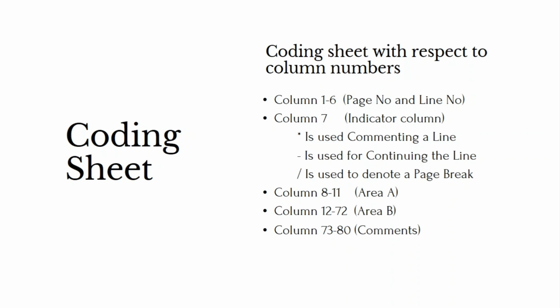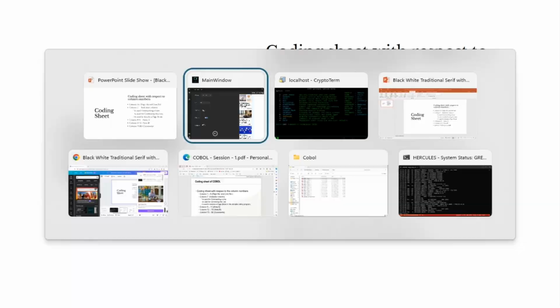Firstly, let's understand the structure of a COBOL coding sheet. It consists of several columns that serve a specific purpose, organizing and documenting COBOL code. Columns 1 to 6 are used for page number, line number, or we can assign a tag that would help for reference to a specific code. Let's see the example on a mainframe.